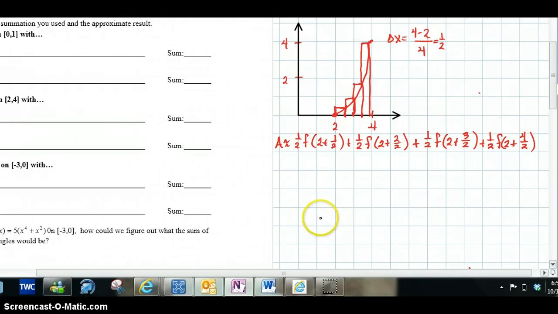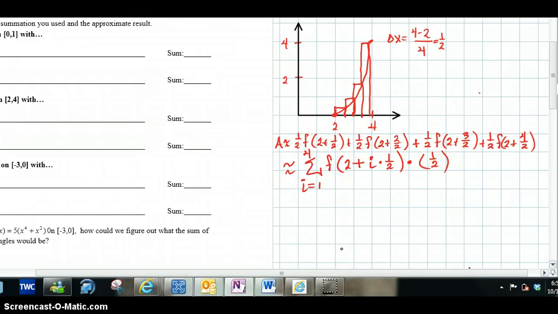Since our interval starts at 2, we have to start at 2 and then add a multiple of a half for each height. Our area can be approximated using the summation formula from i equals 1 to 4. Each height is going to be f of 2, which is our initial beginning value, plus a multiple of a half, i times a half. Each width is 1/2, which is delta x.